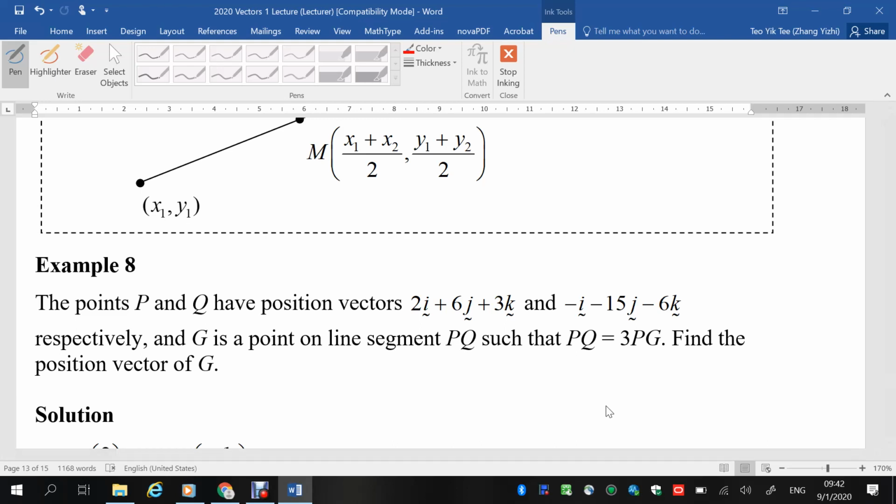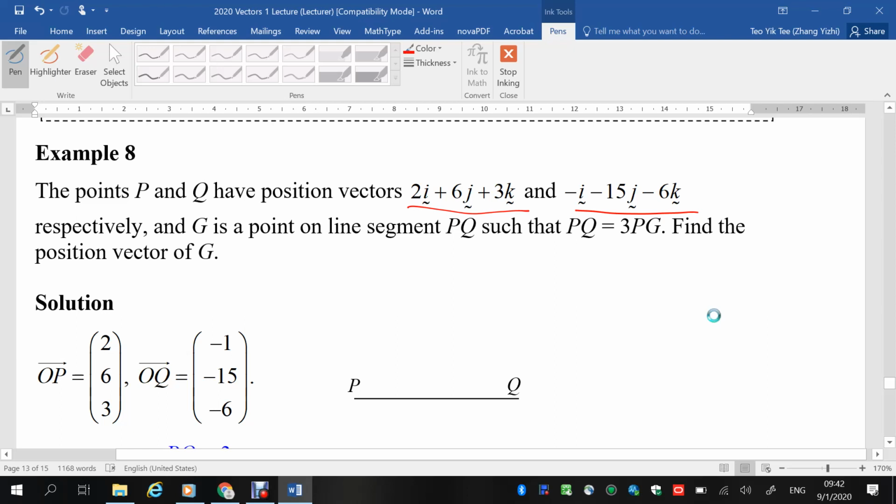The challenge of this example 8 is not actually on ratio theorem. The challenge of this example is this section that we need to go through right now. So look at the setting of the question again. They tell you that P has this position vector, Q has this position vector. G is on the line segment such that PQ is equal to 3PG.